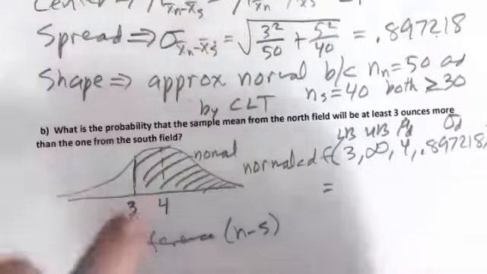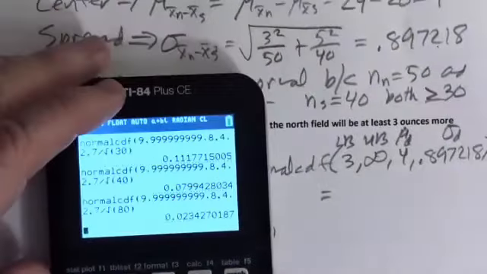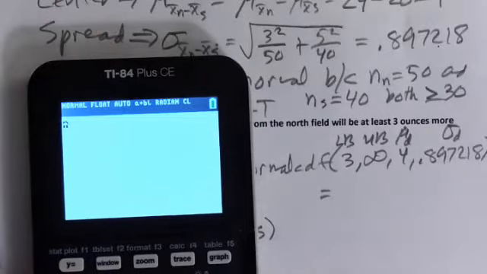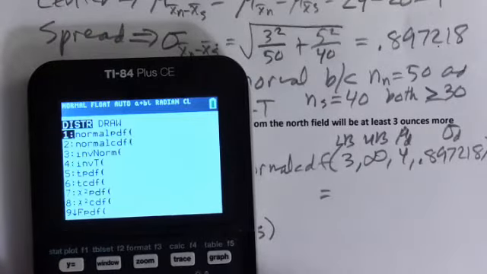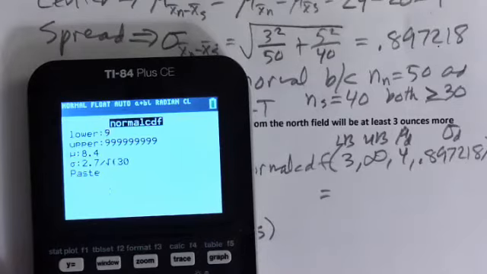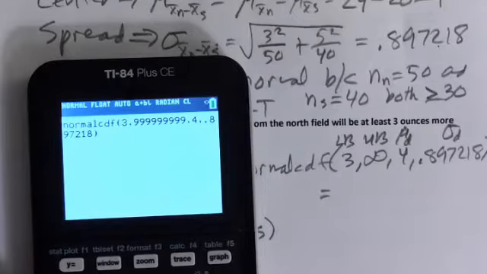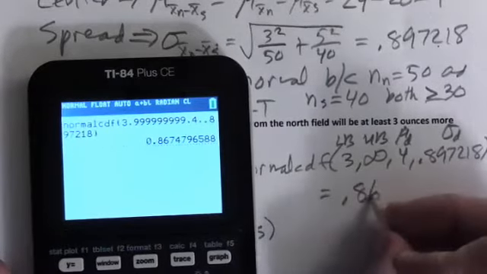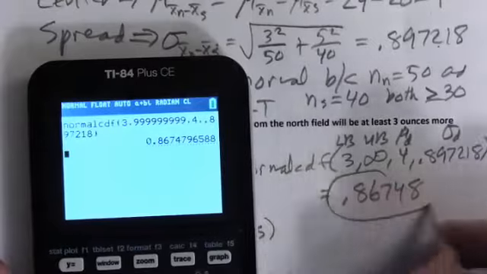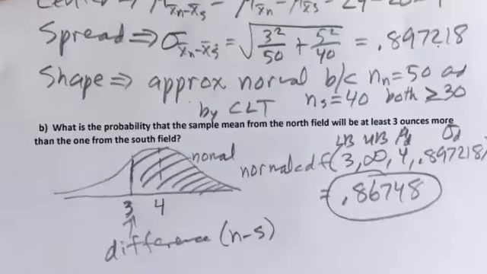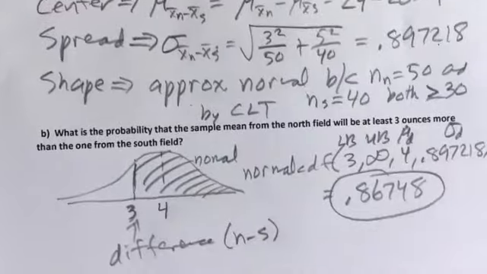And so let's use our calculator to find this. I'm certainly expecting this to be more than 50%, more than 0.5, because it takes up more than half the curve. And so here we go. We'll say second VARS, which is distribution, and go to normal CDF, then go from 3 to infinity. So our mean is 4 and our standard deviation is 0.897218, like that. And so we would get 0.86748. And so those are the concepts in the last part of 7.3.